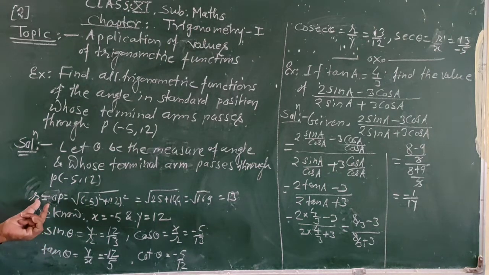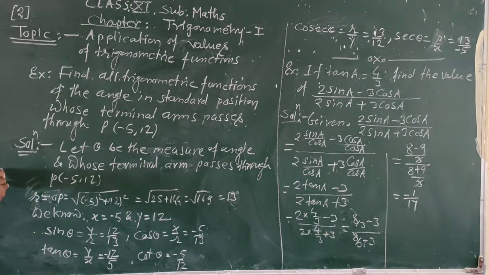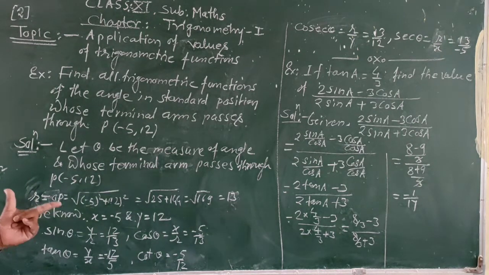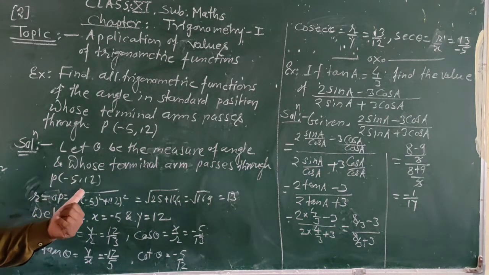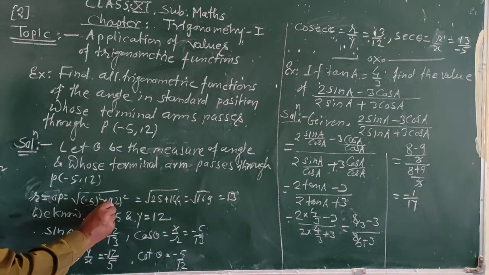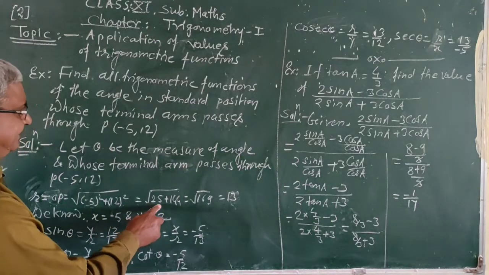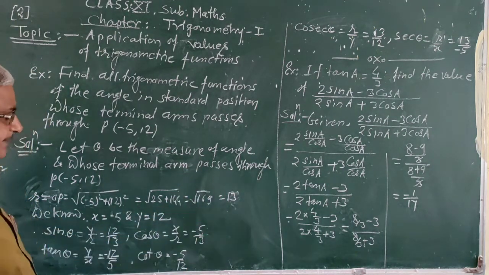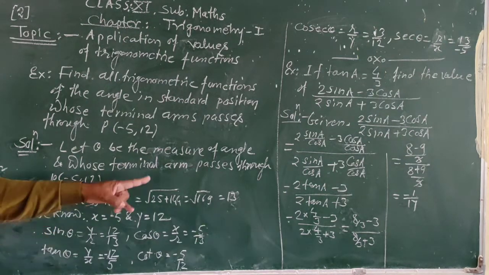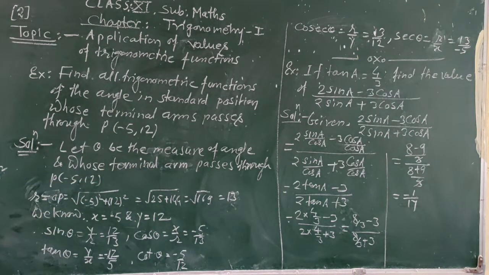that is the resultant r equal to OP, so that you know that r is equal to the square root of x squared plus y squared. That formula you know, how to find the resultant distance, that is the radius of the circle. So r is equal to OP, the square root of x squared, that is minus 5 squared, and y squared, 12 squared. So simplifying it, square root of 25 plus 144, square root of 169, and that is equal to 13. Thus we get the radius r is equal to 13, or we say the resultant.